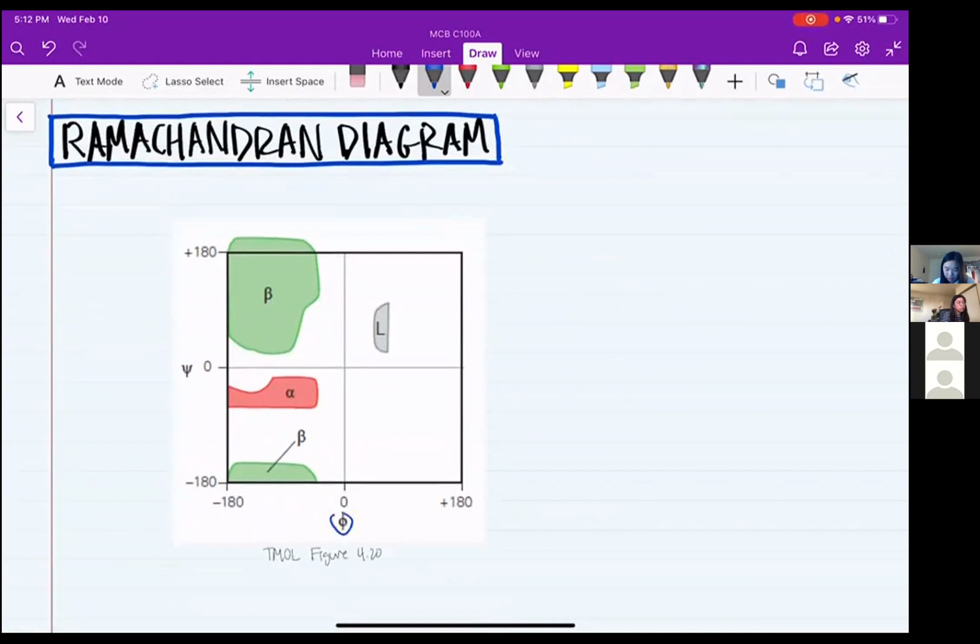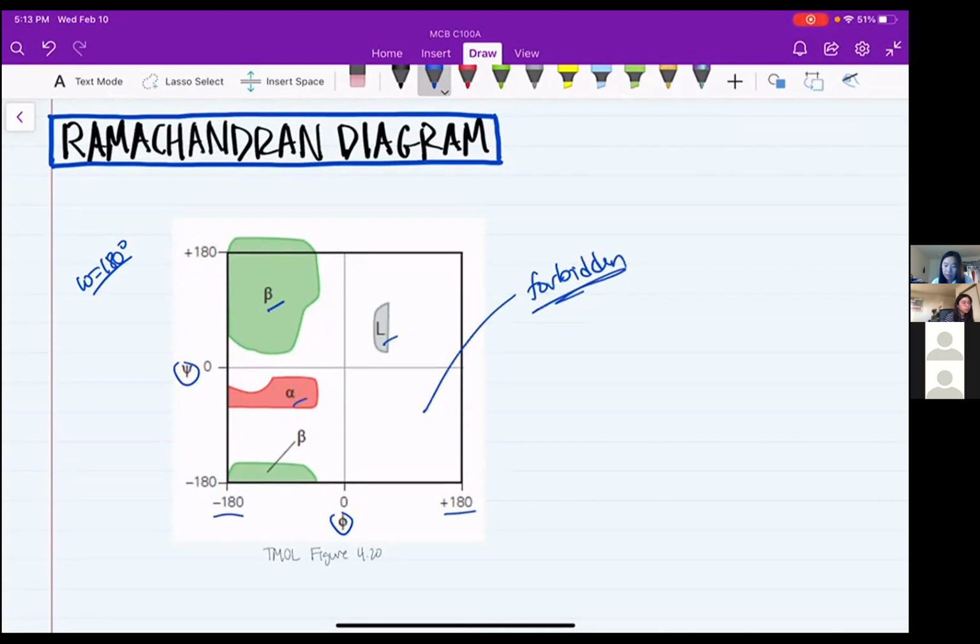So here we have phi, psi, and then remember omega is going to be 180. And we have your full 360 degree range of rotation. And then we have 3 outlined regions. These are going to be regions that are allowed combinations of phi and psi. So we have alpha, beta, and L. And then the rest of this white space is forbidden conformations, because you're going to get collisions with the backbone.